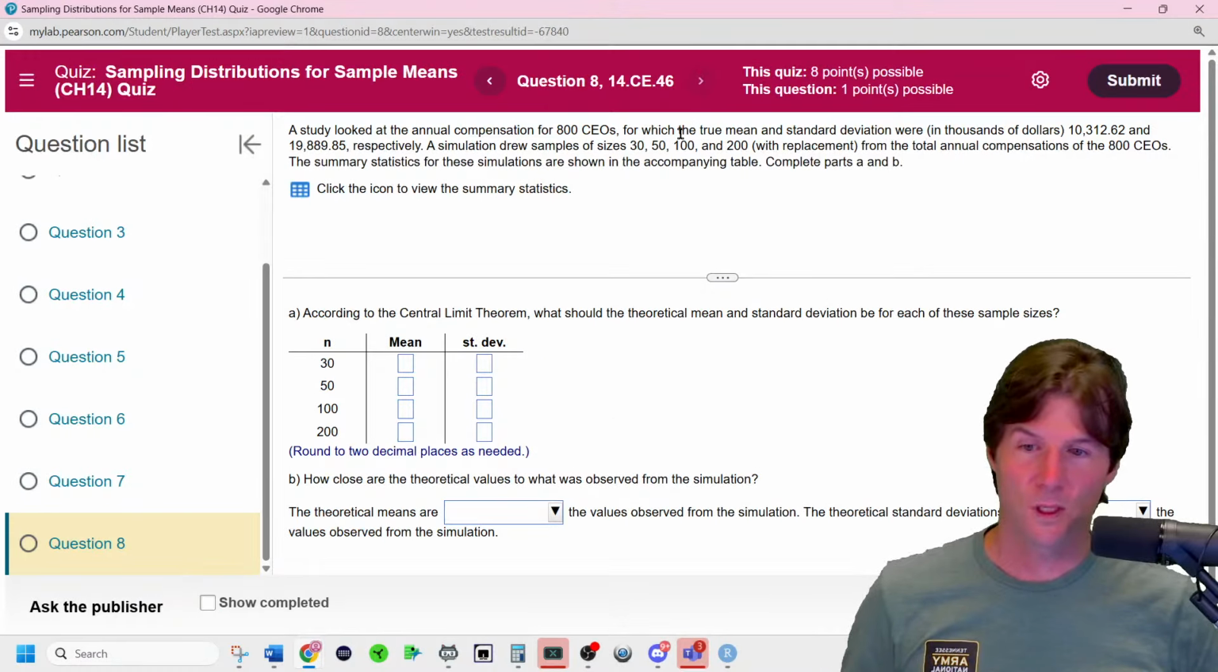Any one of these problems, it's all about the notation. Grab the notation to start.